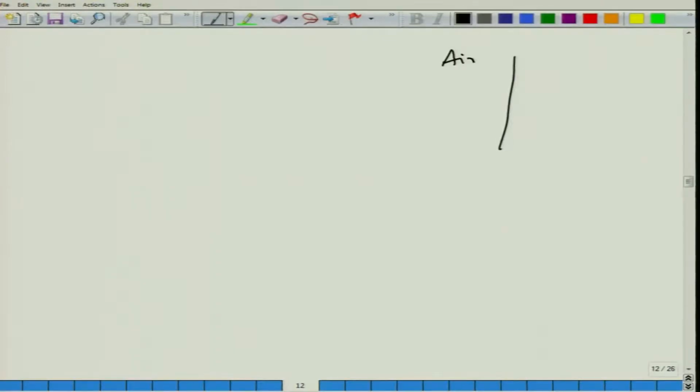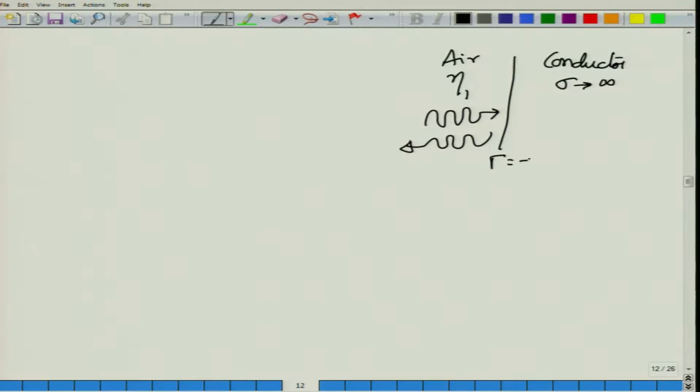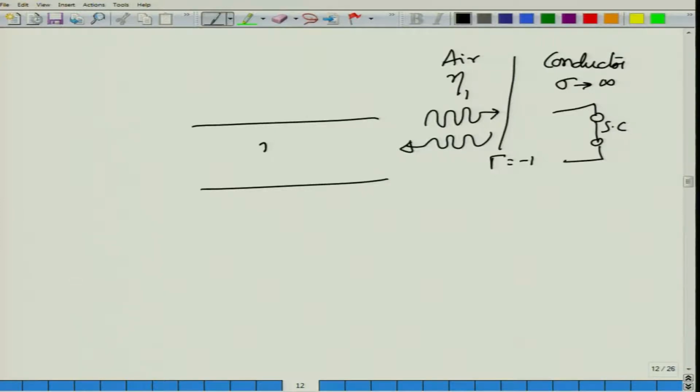So, you had air with the impedance of eta 1, and you had a conductor, and we found that for a perfect conductor where sigma tends to infinity, whatever the incident electric field, that incident electric field was completely reflected, with a reflection coefficient of minus 1. So, because of this reflection coefficient being minus 1, this conductor is equivalent to a short circuit termination of a uniform lossless transmission line whose characteristic impedance Z0 was equal to eta 1.